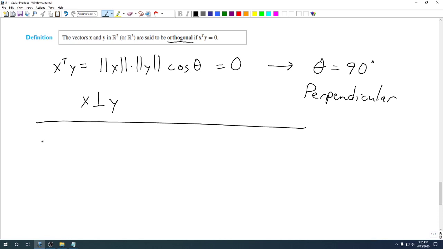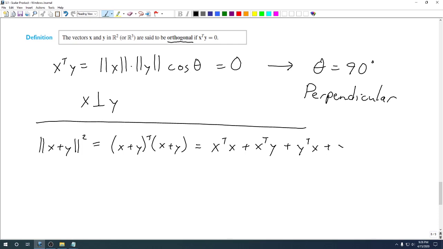Okay. What are some consequences of vectors being orthogonal? Well, one really nice context here. What if we take the sum of two orthogonal vectors and look at the square of their magnitude? Remember, square of the magnitude is just the inner product or scalar product of x plus y with x plus y. We can FOIL that out, kind of like we did before. So we have x transpose x, we have x transpose y, we have y transpose x, and we have y transpose y. But what do we have here?